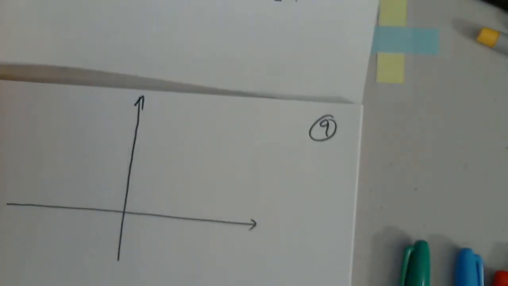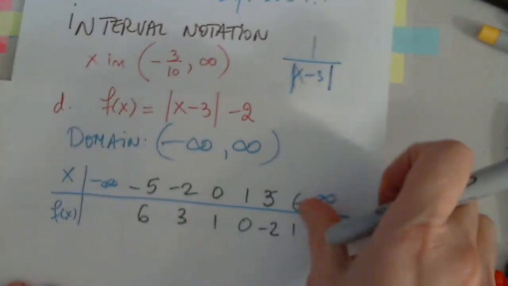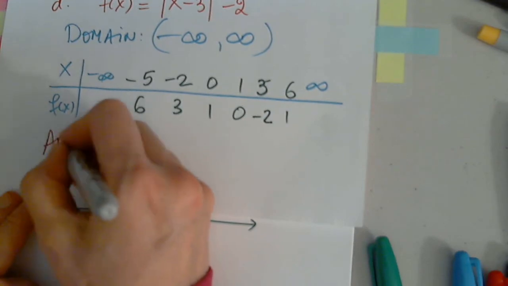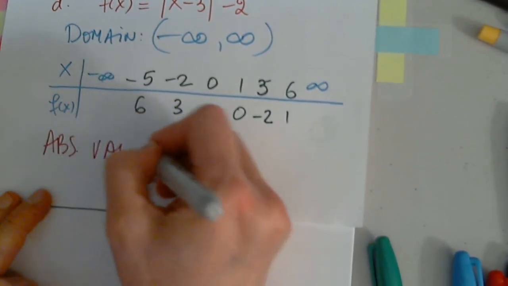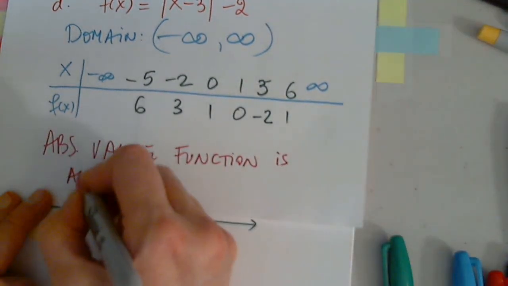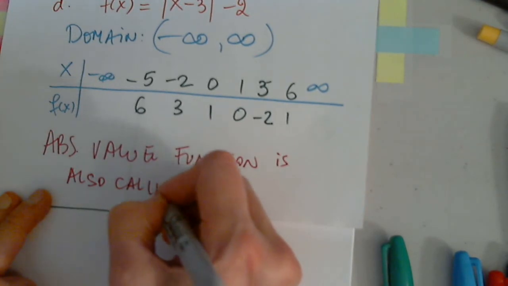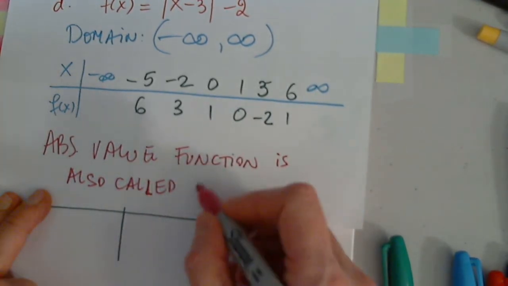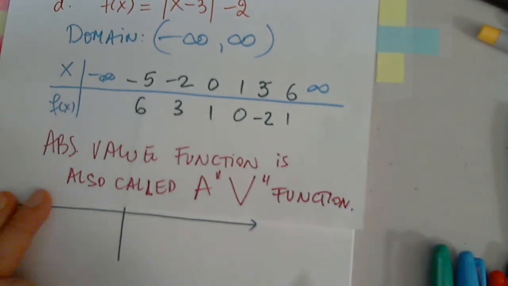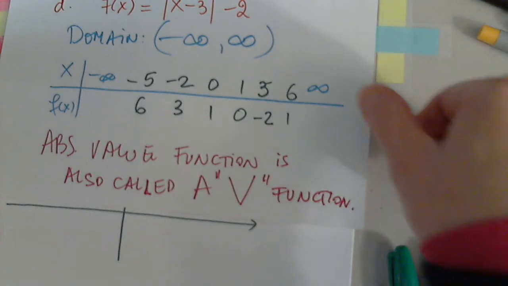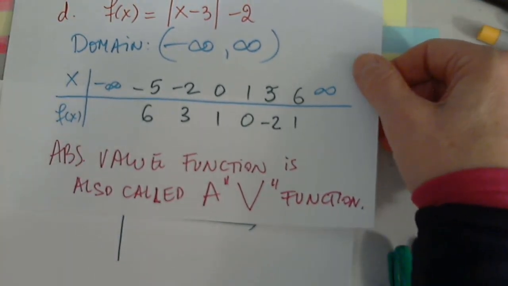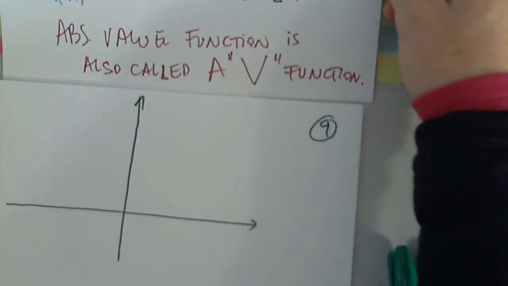Before we graph, I just want to make one more note here to remind you that the absolute value function is also called a V function. So please keep that in mind. Every time you talk about the absolute value function, it's a V function. Okay, so now I have the ordered pairs.